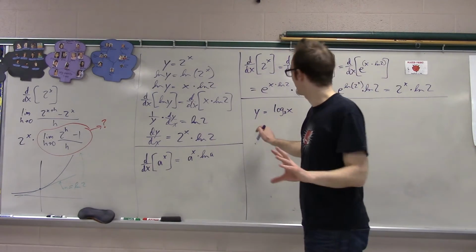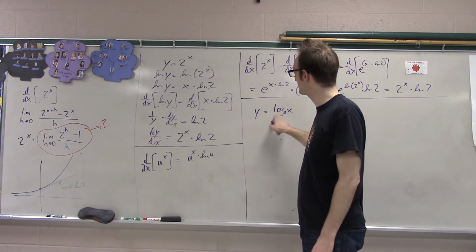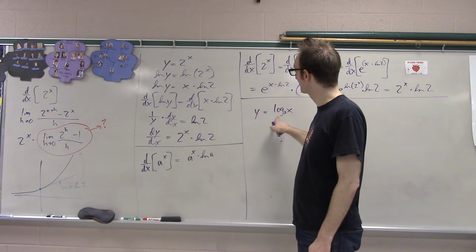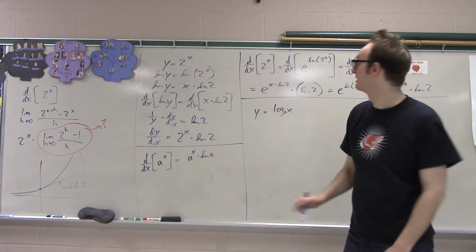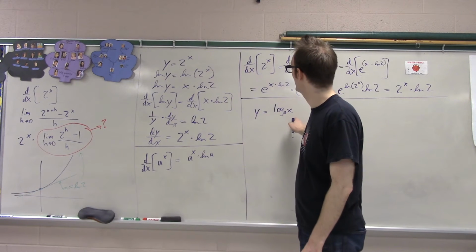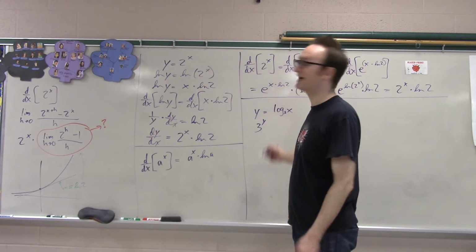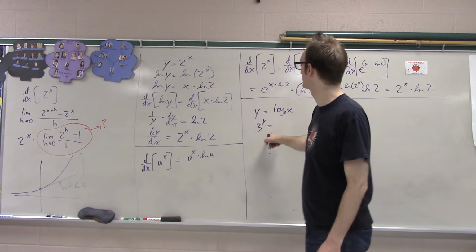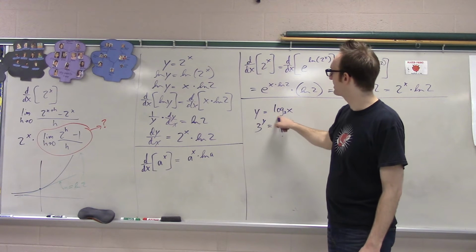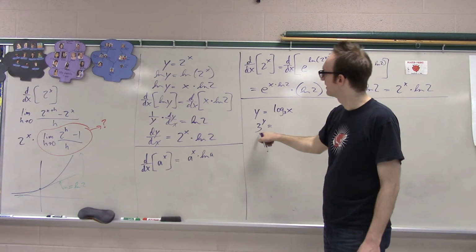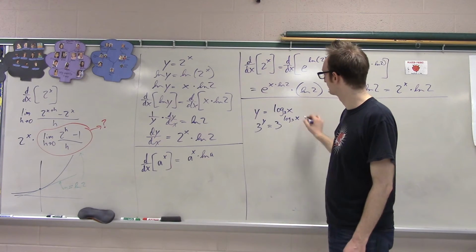Let me make sure I don't screw this up also. So I think what I'm going to do is use the definition of the logarithm. If y equals log base 3 of x, what does that even mean? y is the number that I raised 3 to get x. So if you want to get technical about it, what I'm really doing is 3-upping both sides. If y equals log base 3 of x, then 3 to the y must be 3 to the log base 3 of x.